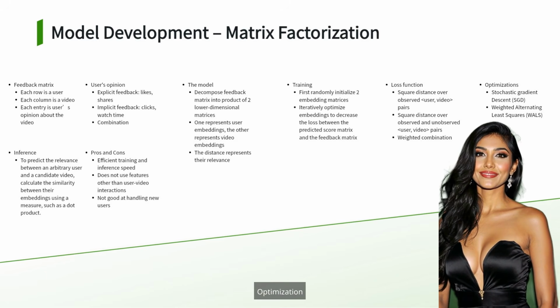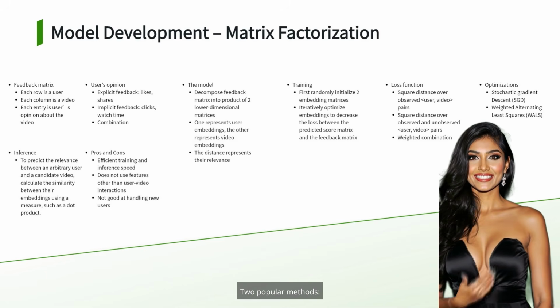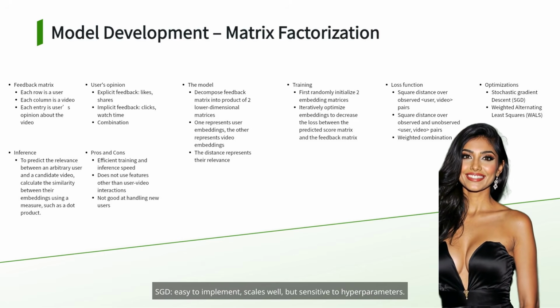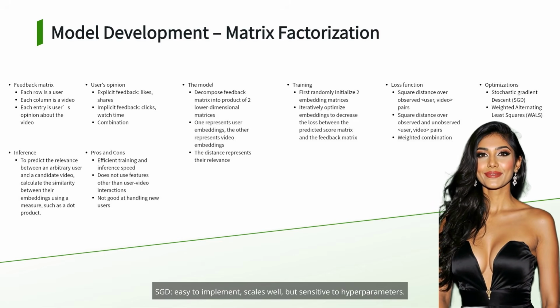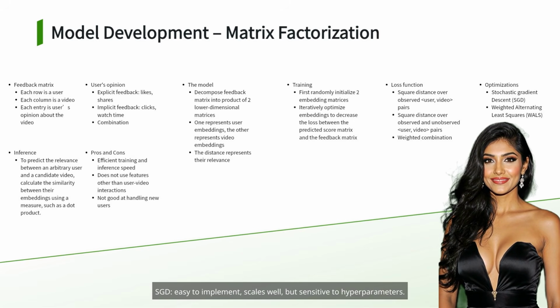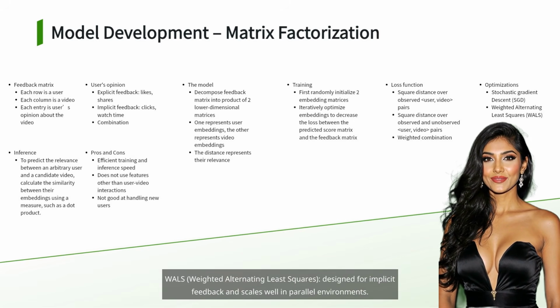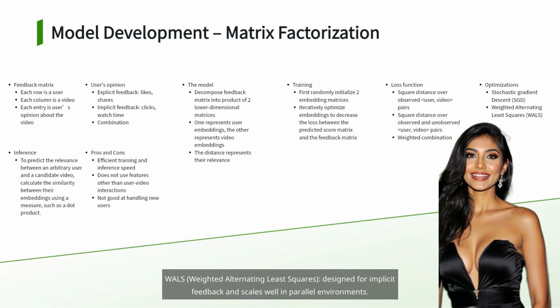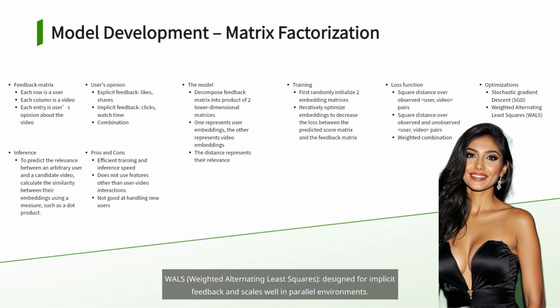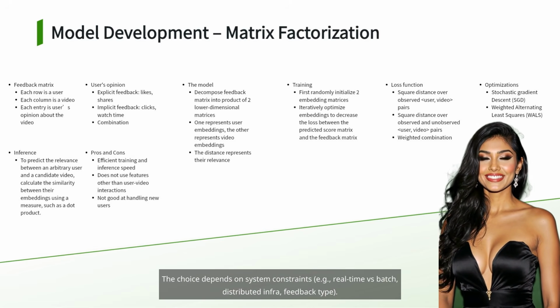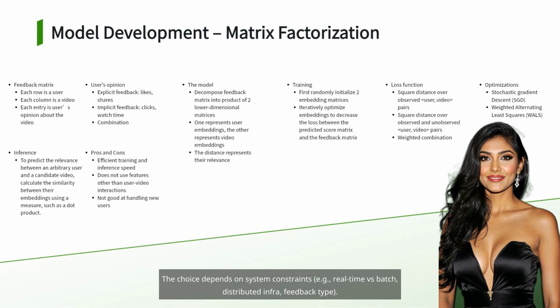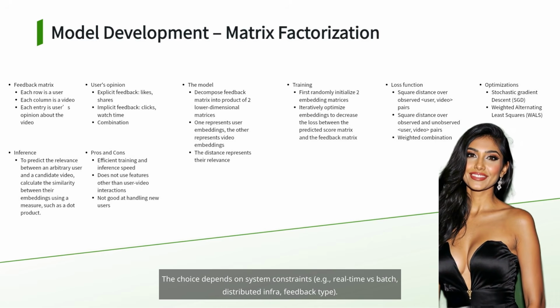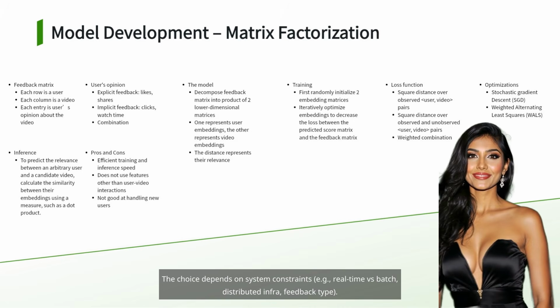Optimization. Two popular methods. SGD: easy to implement, scales well, but sensitive to hyperparameters. WALS, weighted alternating least squares: designed for implicit feedback and scales well in parallel environments. The choice depends on system constraints, e.g., real-time versus batch, distributed infrastructure, feedback type.